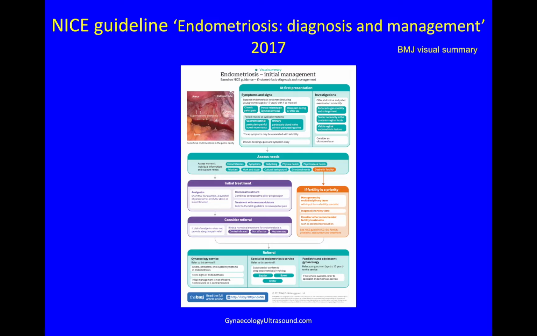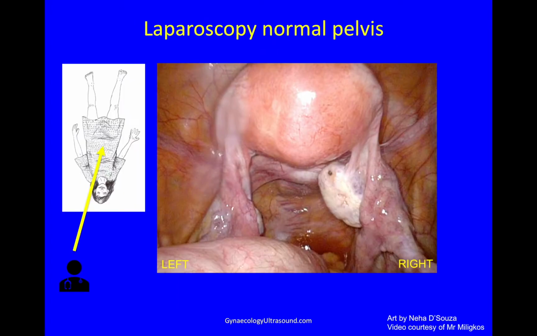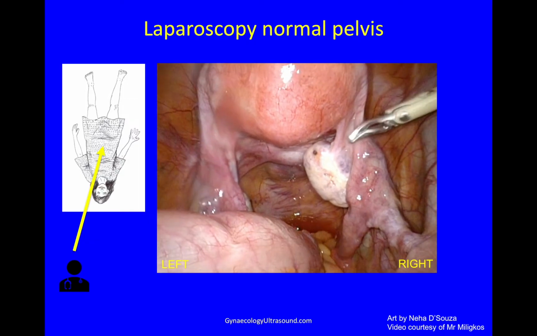The National Institute for Health and Clinical Excellence published this guideline in 2017 on the diagnosis and management of endometriosis. And you'll see that in the very early stages, they would just say, consider an ultrasound scan. And after some initial treatment and management, the patient might be referred to a gynecologist, where the gold standard for diagnosing endometriosis is laparoscopy. So a laparoscopy is where we put a camera through the umbilicus looking toward the patient's feet into the pelvis. And this is a little video clip of a normal pelvis.